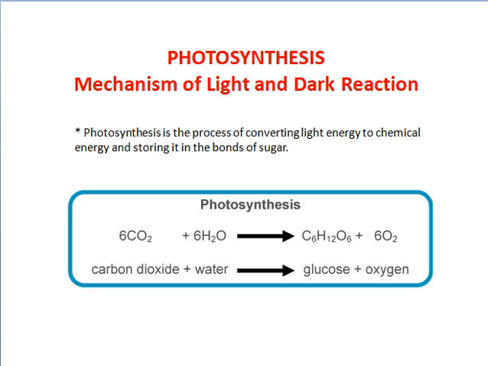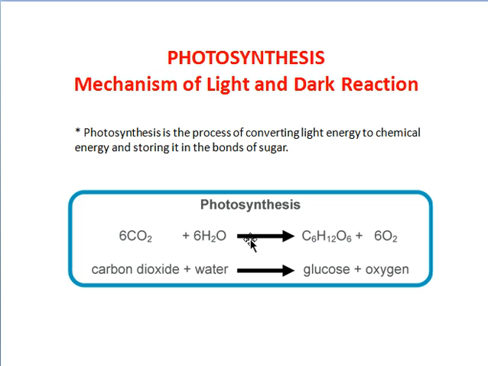As you may have learned in your lower classes, the photosynthetic equation is somewhat like this: six molecules of carbon dioxide combined with six molecules of water. This reaction occurs in the presence of sunlight or any source of light, along with the help of a molecule known as chlorophyll.